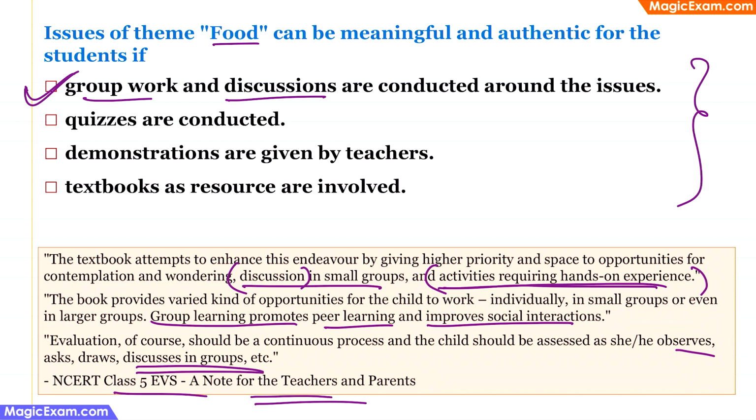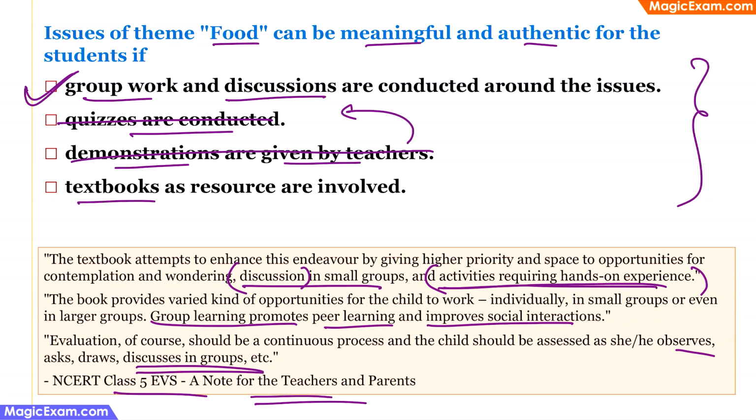If you look at the other options, quizzes are conducted. Quizzes are nothing but just simple assessments of whether the child knows something or doesn't know something. So this cannot be meaningful and authentic. So eliminate this. Next, demonstrations are given by teacher. This is better than just conducting quizzes. However, this is still not the best option. This can be eliminated. Next, textbooks as resources are involved.